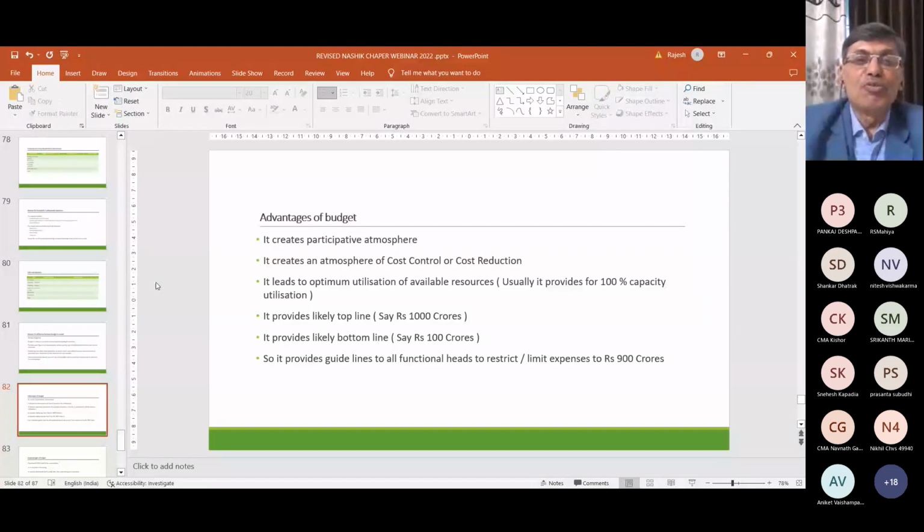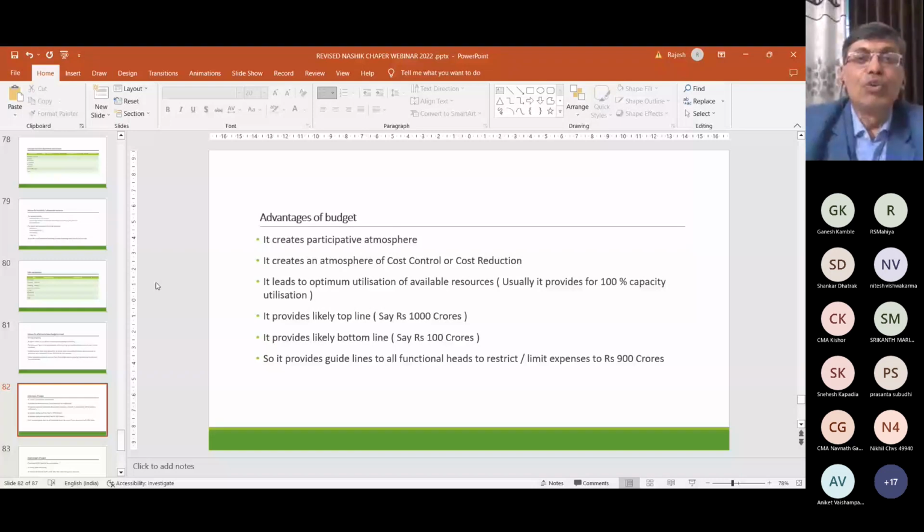Usually, budget provides for 100% utilization for all its products for all plants. And this 100% utilization results in optimum utilization of all the available resources. So that is also one of the great advantages budget offers.